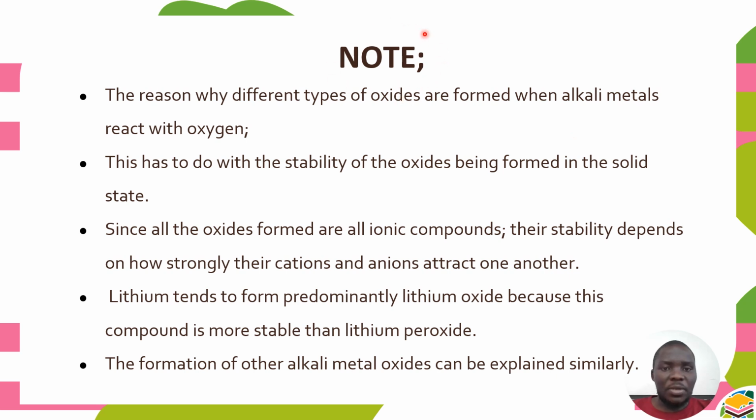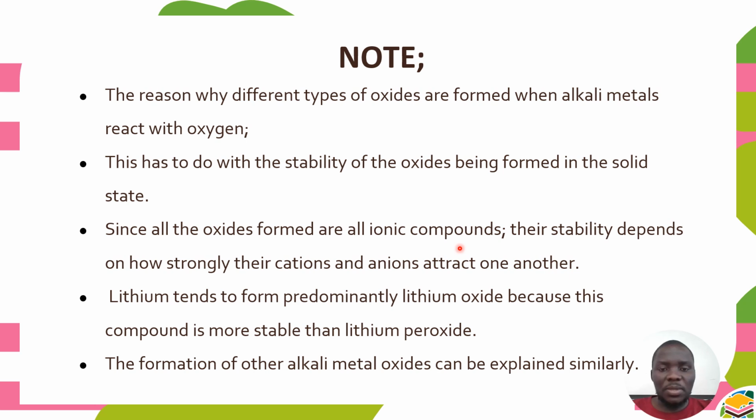Note, now we need to be very careful here. There are some realizations. The reason why different types of oxides are formed when alkali metals react with oxygen has to do with the stability of the oxide that is being formed in solid state. When we are talking about stability, it means we are looking at whether it can form a stable structure. Since all the oxides formed are ionic compounds, what do we mean when we say ionic compound?